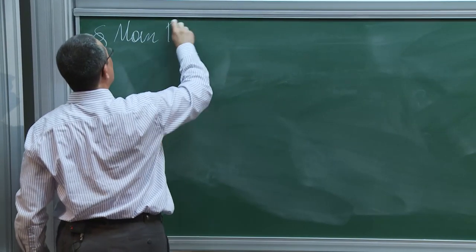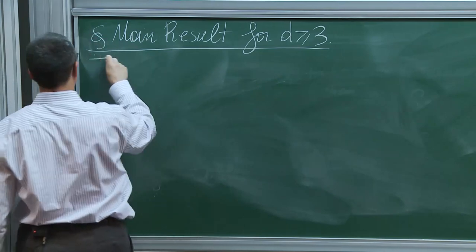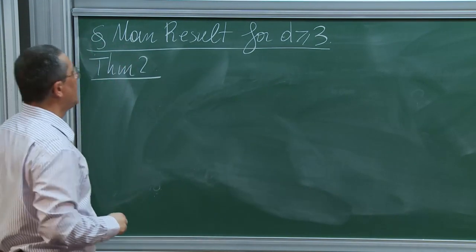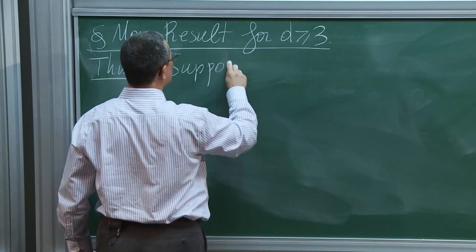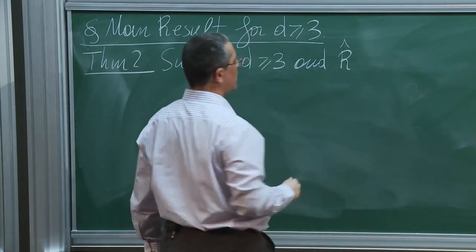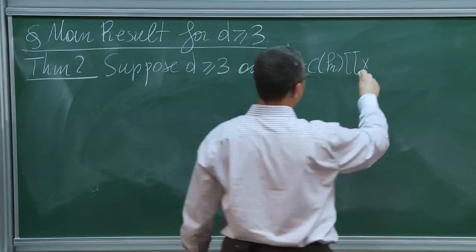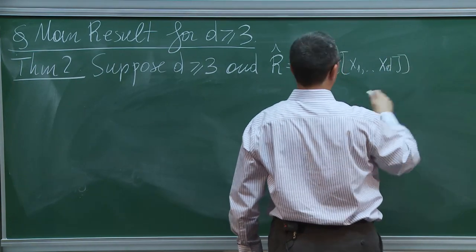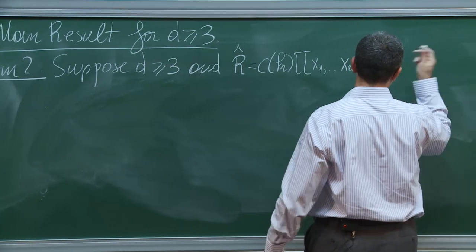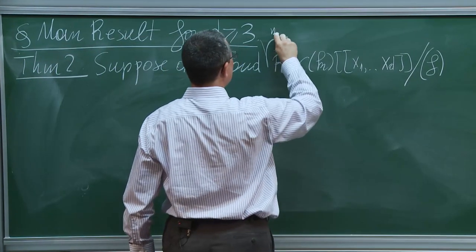Okay. So now let's move to dimension 3 or higher. What is the main result for d greater or equal to 3? We have theorem 2. Of course, suppose d greater or equal to 3. And similarly, we can consider the completion. We can write it down as x1 up to xd, divided by some element. We can denote it by f again. This is actually not an assumption, and we write it in this way.